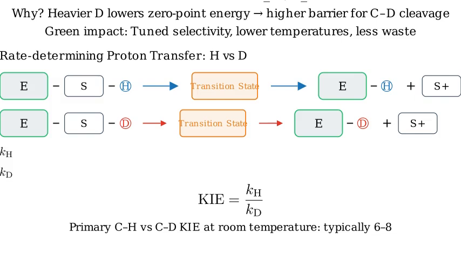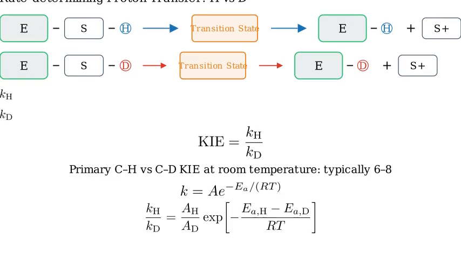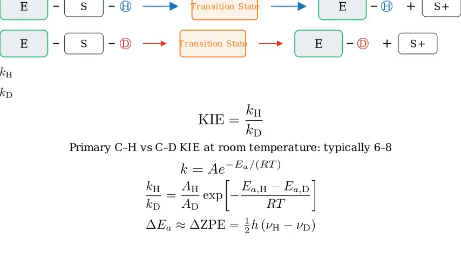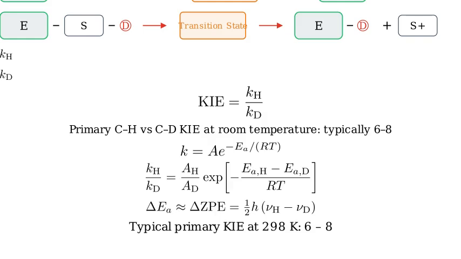Let us quantify this. Each rate constant follows the Arrhenius form, k equals A times e to the minus Ea over RT. Therefore, the ratio k_H over k_D equals A_H over A_D times e to the power of negative (Ea_H minus Ea_D) over RT. The difference in activation energies approximates the zero-point energy shift, about 1/2 h times the frequency difference between the hydrogen and deuterium stretches. For primary isotope effects, near 300 Kelvin, 6 to 8 is common.